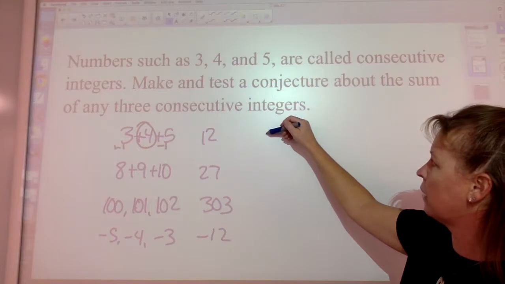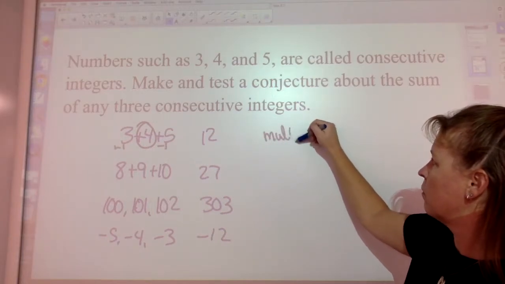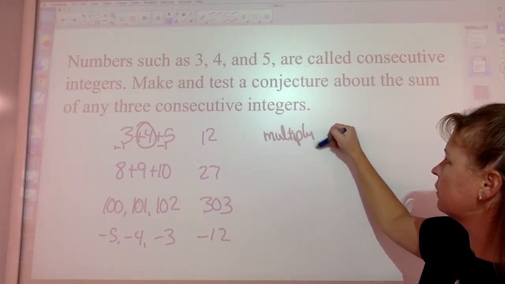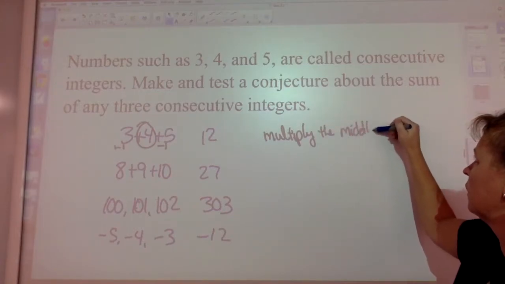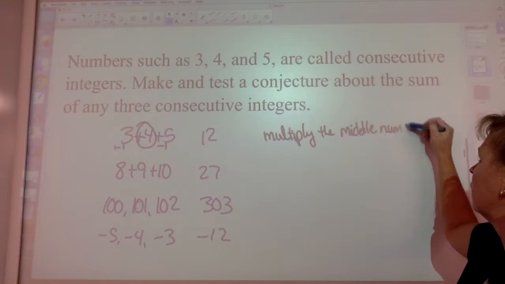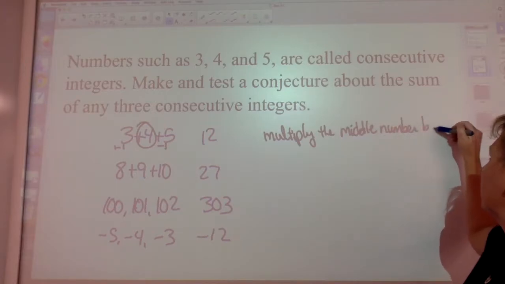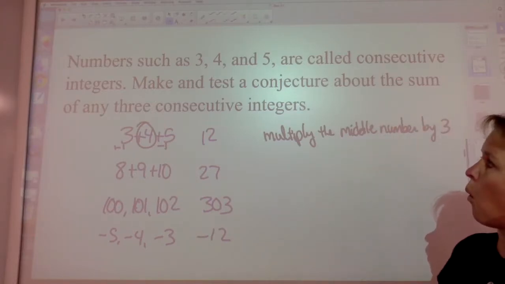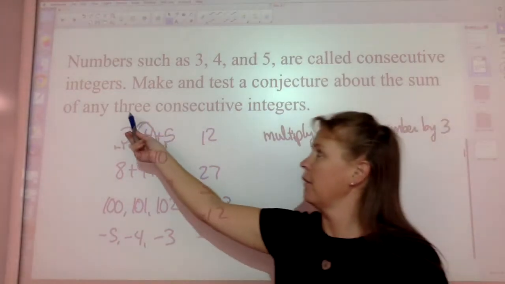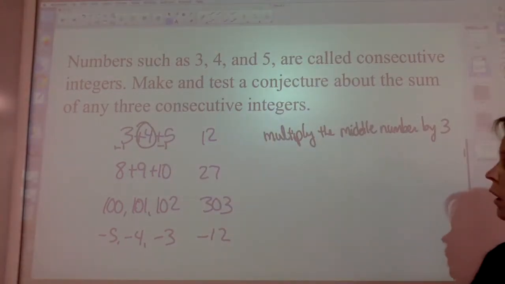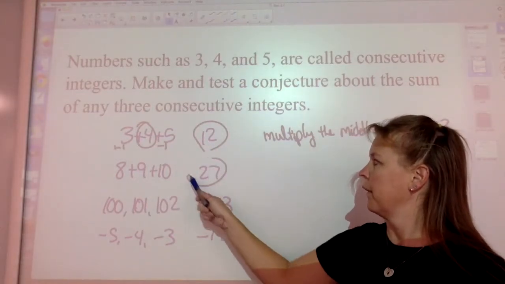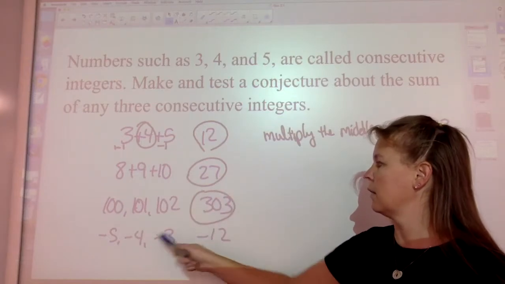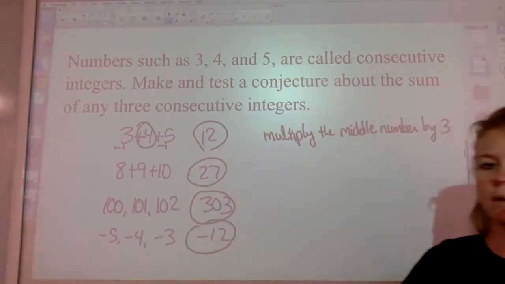Or in other words, you could take the middle number and multiply it by 3. Multiply the middle number by 3. You've got to have 3 consecutive integers for this to work. Multiply the middle number by 3. And it works every time. 4 times 3, 9 times 3, 101 times 3, -4 times 3.